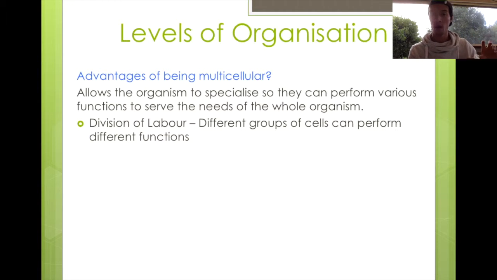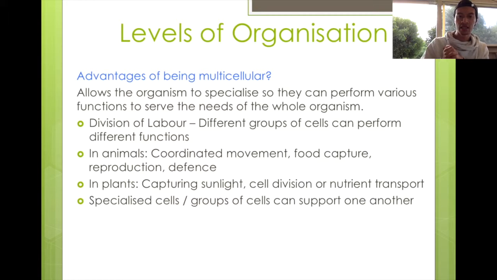Cells that congregate together to form muscle will have a different function from cells that form, for example, bone marrow, or brain tissue or nerve tissue. And so being multicellular allows an organism to have division of labor. In animals, this allows for different aspects of the organism, like coordinated movements, muscles, bones, and things like that. Food capture, hands, feet, teeth, whatever. And then reproductive systems, defense systems.